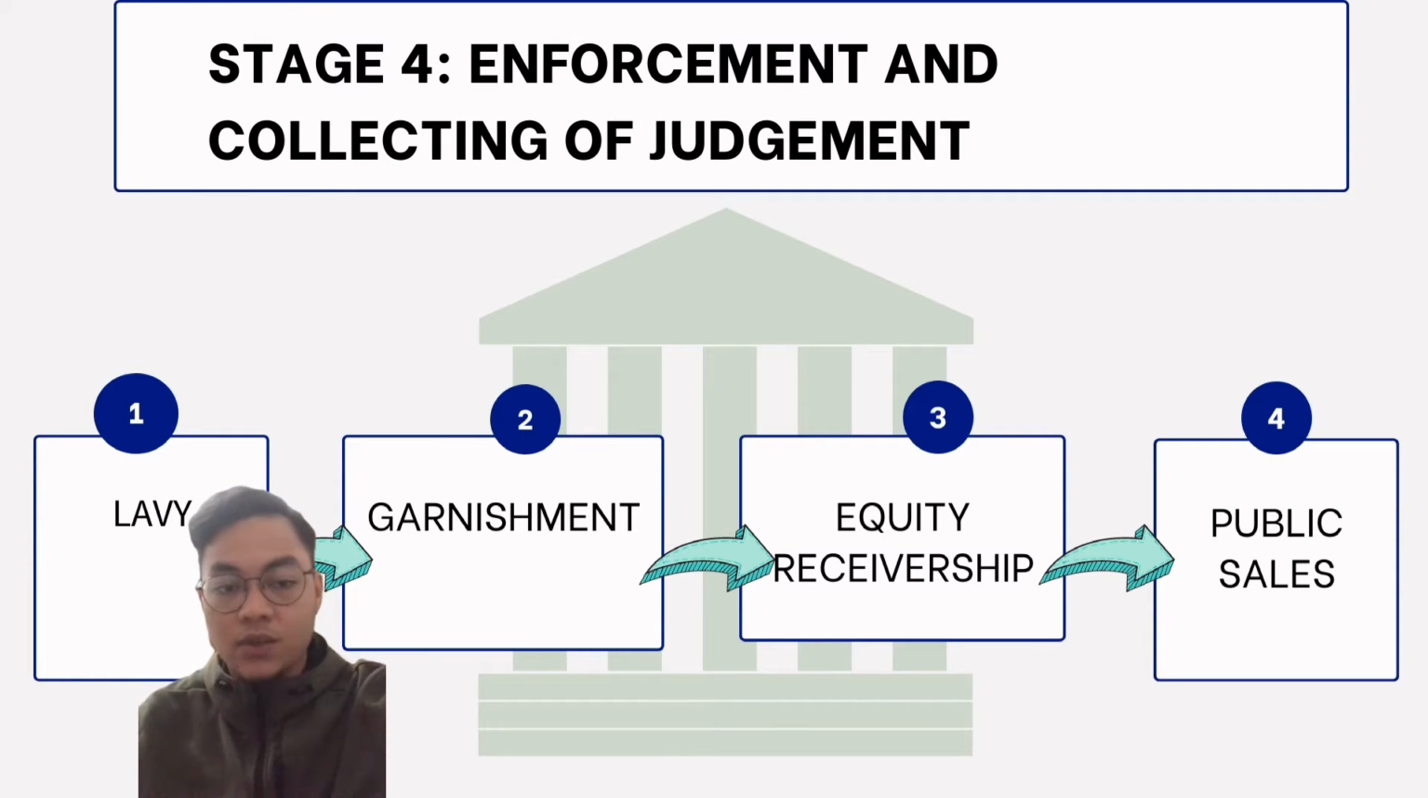The next method is equity receivership. The court may appoint a receiver to take control of the borrower's assets and sell them at public auction, then use the cash to settle the bank or other creditors. Lastly, the method is public sale. The bank can apply public sale to sell the charged asset to the public.